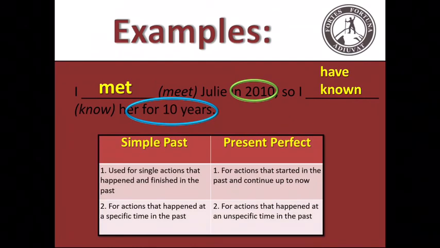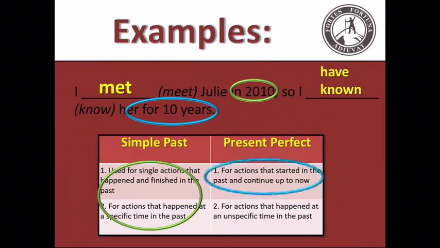So in the first part, we have our simple past with the specific time of 2010. And in the second part, we have an action that started in the past and has continued up till now. In this example, we still know Julie, so it's an action that has continued up until now. There we are. I hope the difference between the two tenses is a little clearer for you.